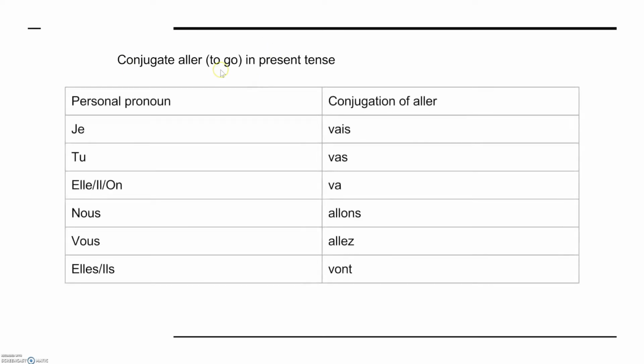Okay, another very important verb is aller, which means to go. Je vais is I go. Tu vas is you go. Elle va is she goes. Nous allons is we go. Vous allez is y'all go. And elles vont is they go.